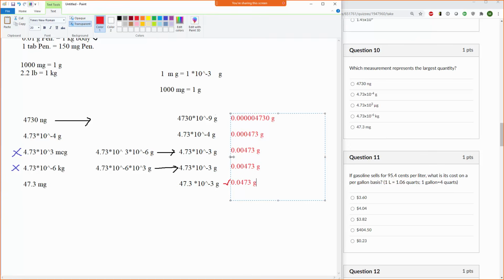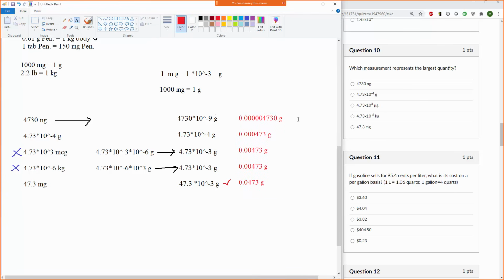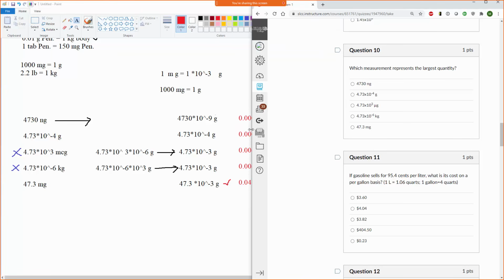And that's a lot easier to see. Now that I got everything in grams and I got rid of the scientific notation, it should be clearer that the 47.3 milligrams is the largest one. Does that make sense? Okay, again, there's a couple ways of doing this one.